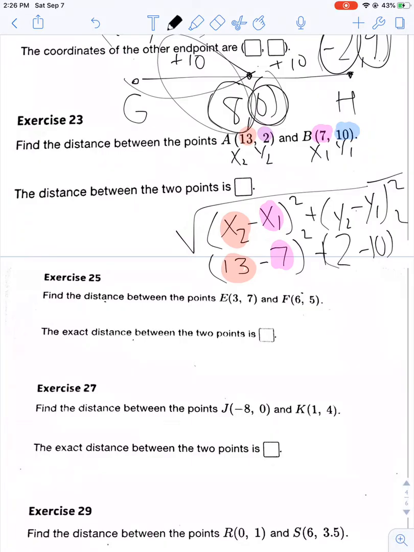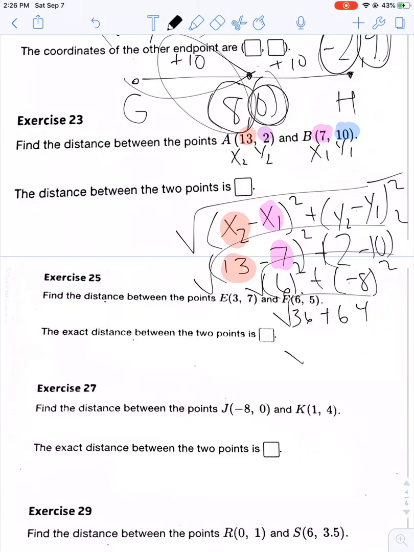And now we just simplify. 13 minus 7 is 6. 2 minus 10 is -8. 36 is 6 squared, plus 64. Don't forget, this is all under a square root. 36 plus 64 is 100. Square root of 100 is 10. So the answer here is 10.